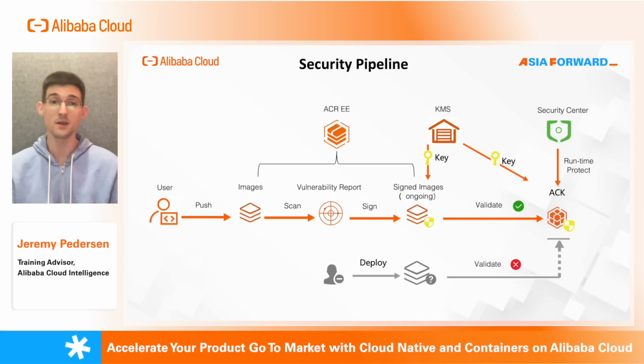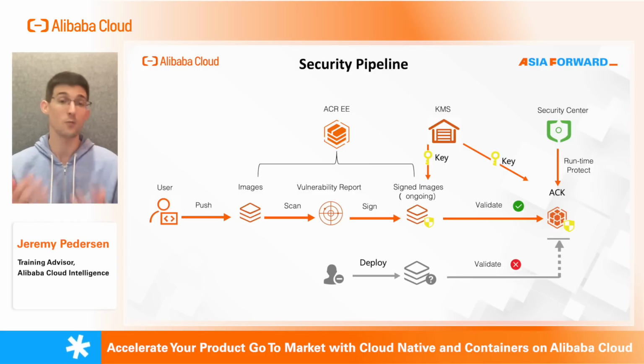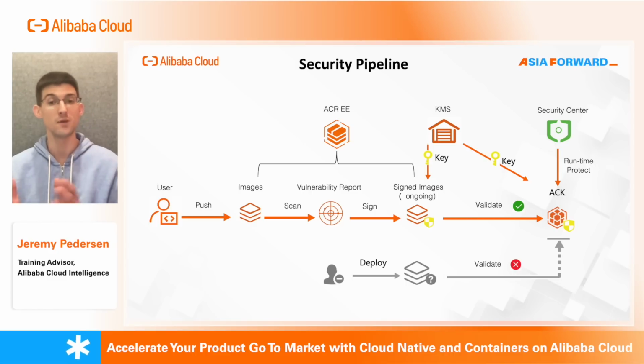It also has the ability to do some built-in security scanning, which is very nice. The Enterprise Edition of Container Registry has a vulnerability reporting tool that can actually be used to scan Docker images that you've built, and then even better, it can sign them. So it can use our KMS, our key management service, to sign your Docker images. You can then actually set up your Kubernetes cluster so that it only is allowed to run images that have been signed by Container Registry.